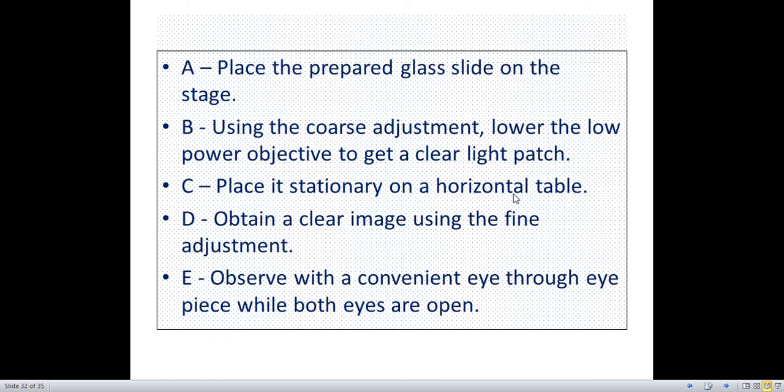A. Place the prepared glass slide on the stage. B. Using the coarse adjustment, lower the low power objective to get a clear light patch. C. Place it stationary on a horizontal table. D. Obtain a clear image using the fine adjustment. E. Observe with a convenient eye through the eyepiece while both eyes are open.